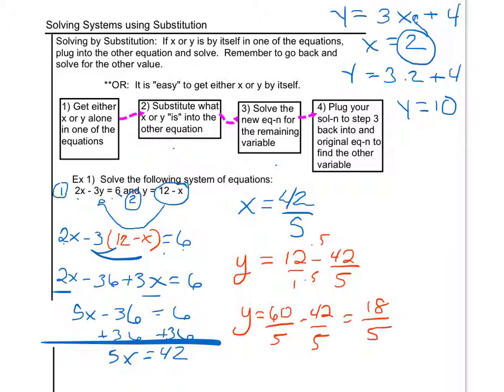Now that I know what both x and y is, the only thing left to do is state my answer in the form of a point. Where do they intersect? Well, they intersect at the point with an x value of 42/5 and a y value of 18/5, and there is my answer.